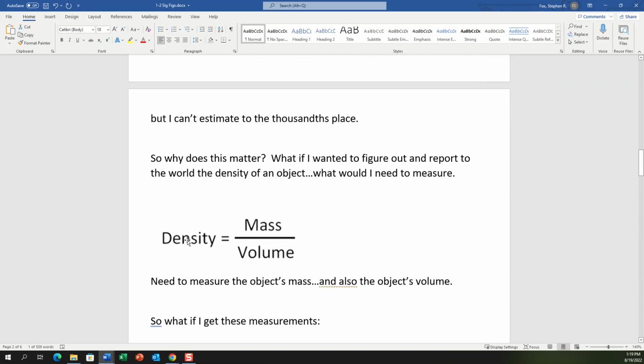So if I said, hey, here's something, go get me the density of it, you'd have to take two measurements. You'd have to go in the lab and measure that object's mass and that object's volume. Well, to measure mass, I'm going to use a balance. To measure volume, I'm probably going to use a graduated cylinder and water displacement. We'll talk about those techniques, but I need to get those two measurements. I need a mass measurement, so grams probably, and a volume measurement, so liters, maybe milliliters, probably milliliters if I'm using a graduated cylinder. But I need a mass measurement and a volume measurement.